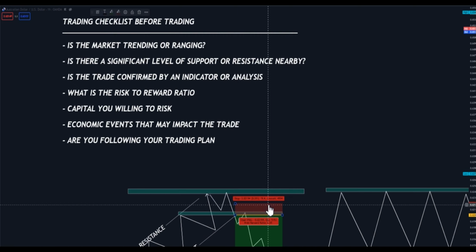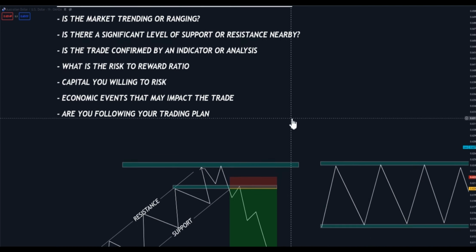So you need to consider those kind of things. You need to watch out. And then, number 6, guys, economic event. Will there be any high impact news that may come and maybe manipulate your trade?